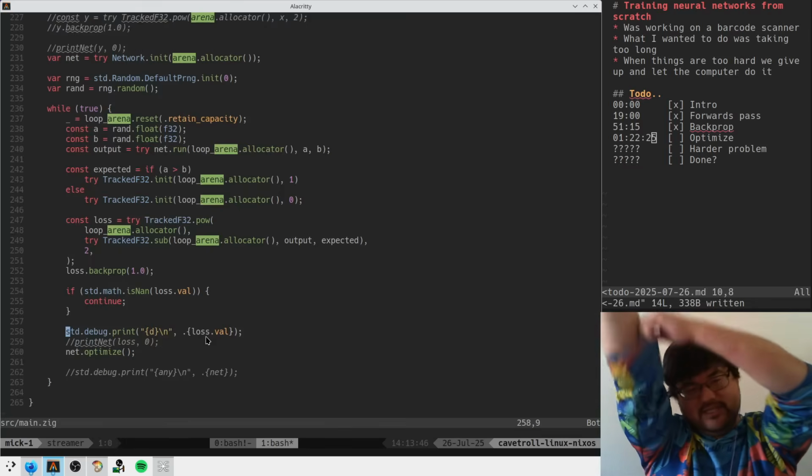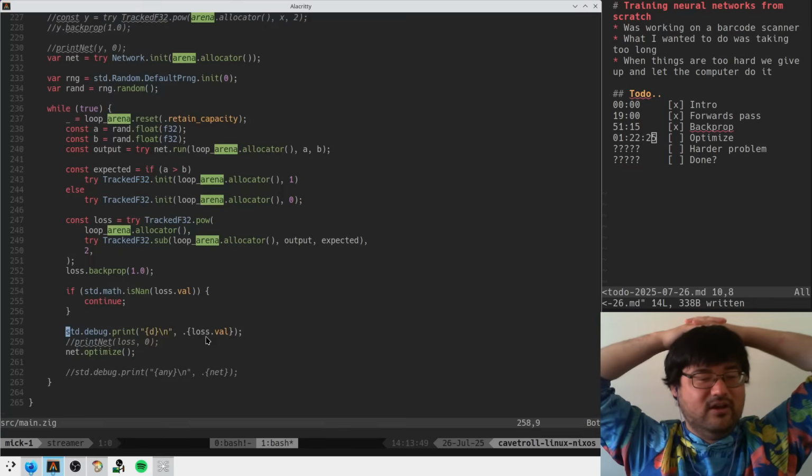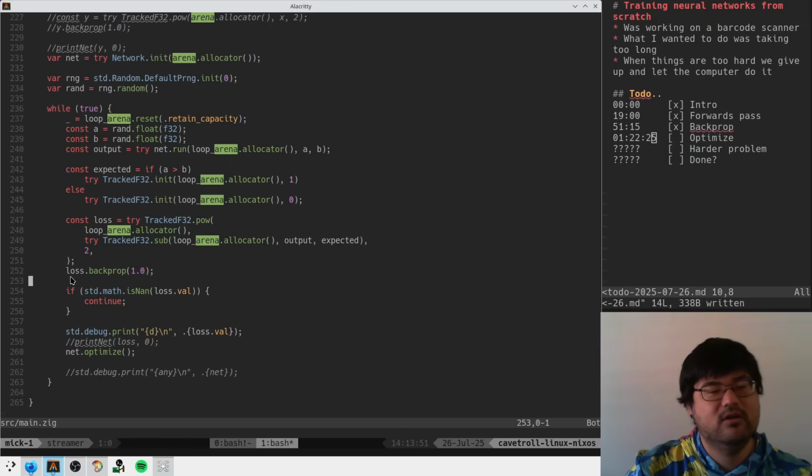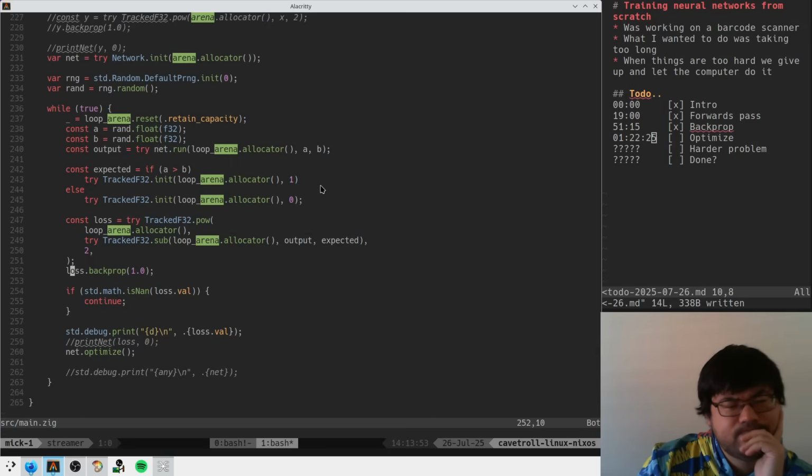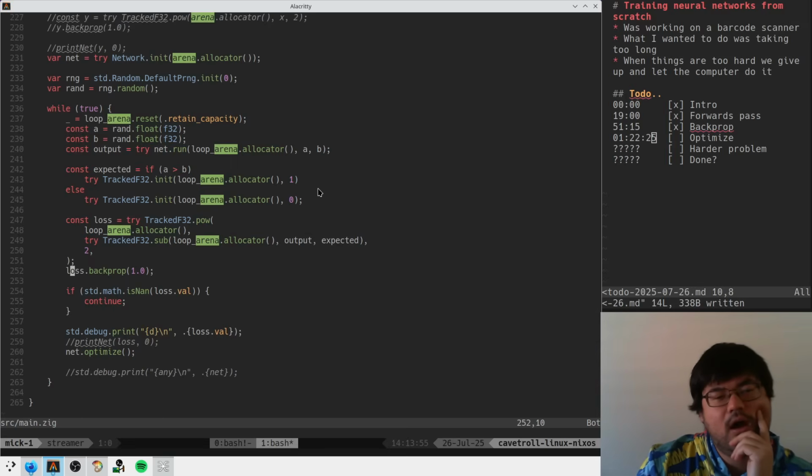I agree that visualizing is important, but I don't want to do that yet. Not yet. So, that's interesting. I would have thought that this can converge.